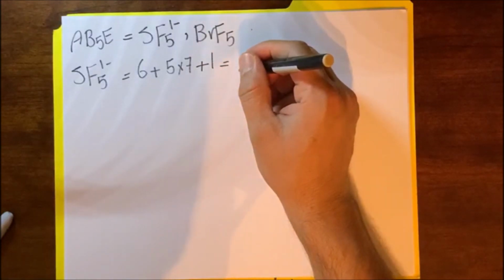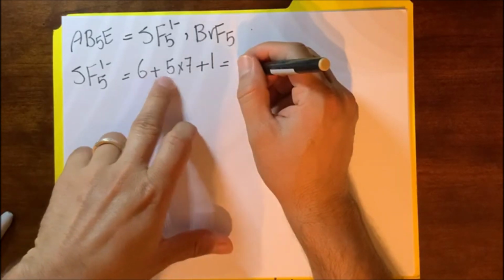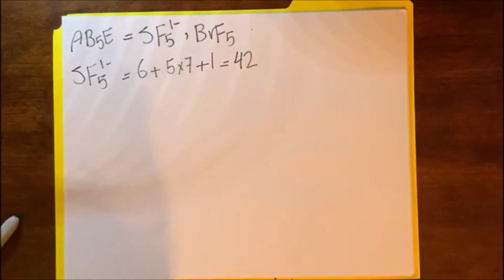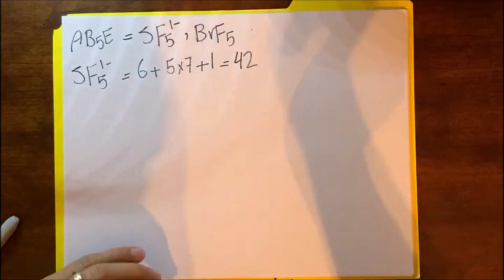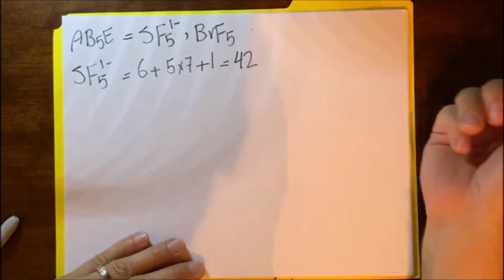Hold on, I feel something is wrong with this one. 42. Okay, my mind is going down. It's not working properly. Okay, so we got 42 electrons. And please forgive me about it.